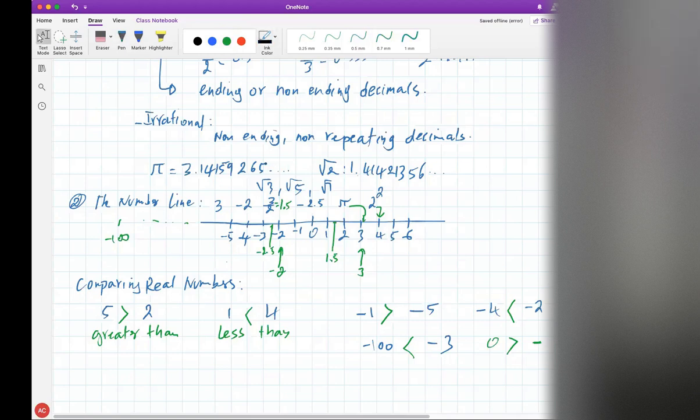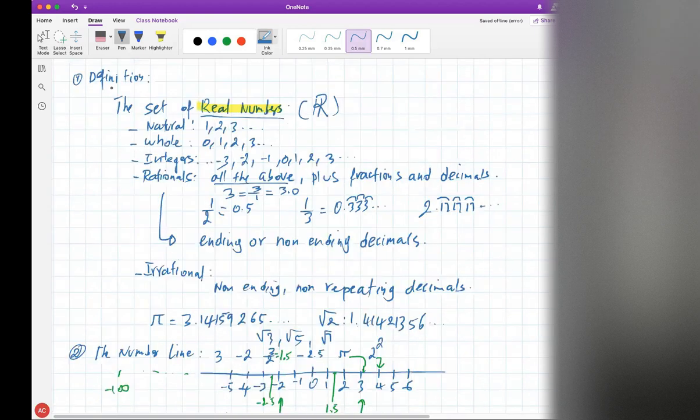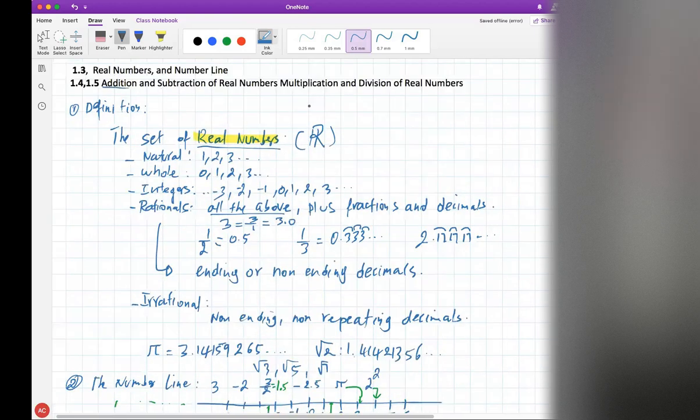Okay, so that's a number line. We use it to graph, we use it to understand comparison, and we're also going to use it now to understand the signs of adding and subtracting, not necessarily multiplication. So let's start with addition and subtraction, the rules and everything. Later, we're going to do the multiplication and division of real numbers.